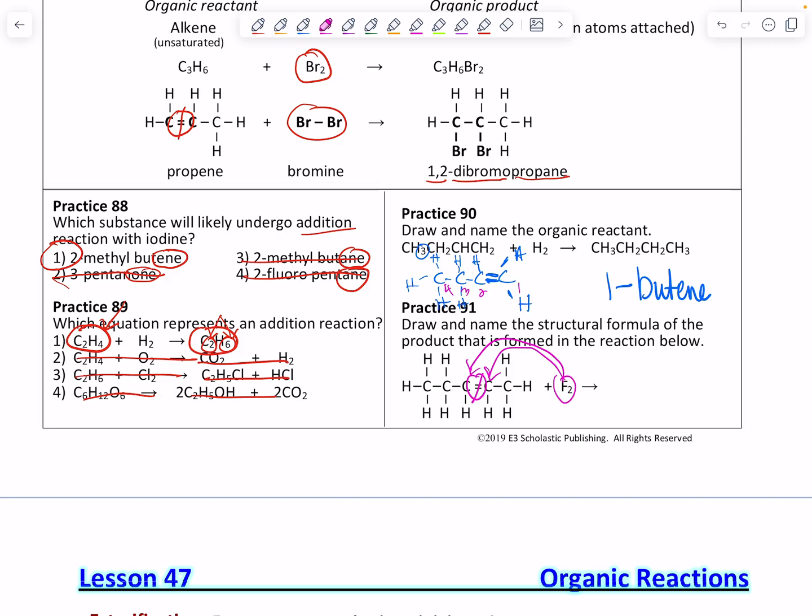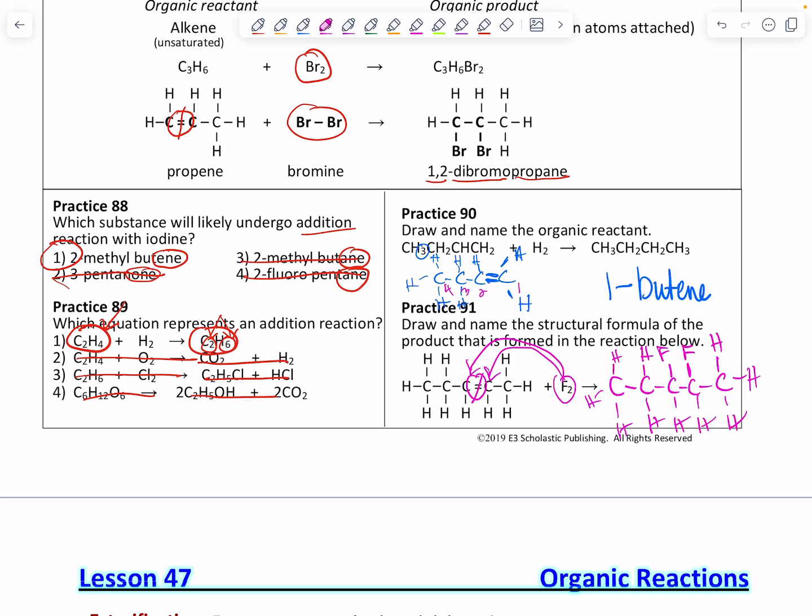So if I draw the product, 1, 2, 3, 4, 5 carbons, they're all going to be single bonded now. Everything, the hydrogens will still be all in the same spots like they were. But now, wherever that double bond originally was, now we're going to have the 2 fluorines attached, okay?